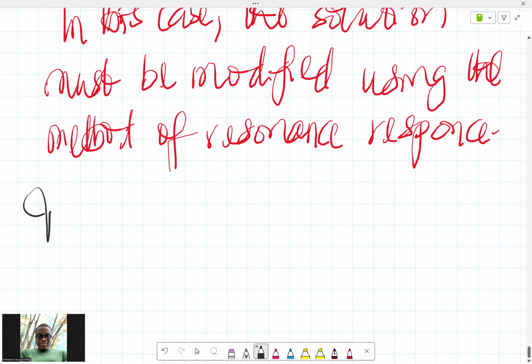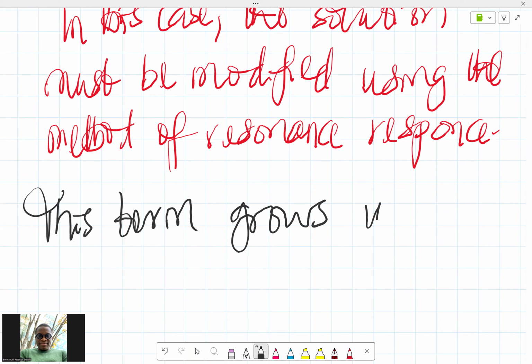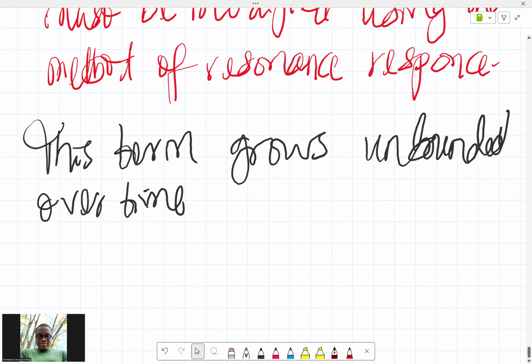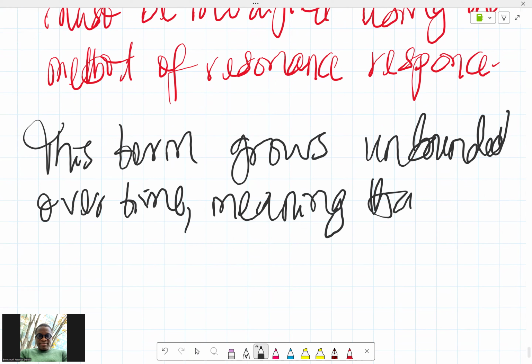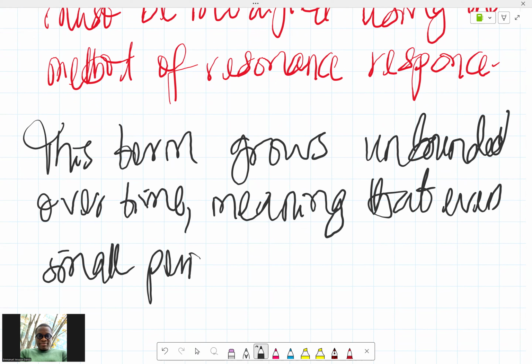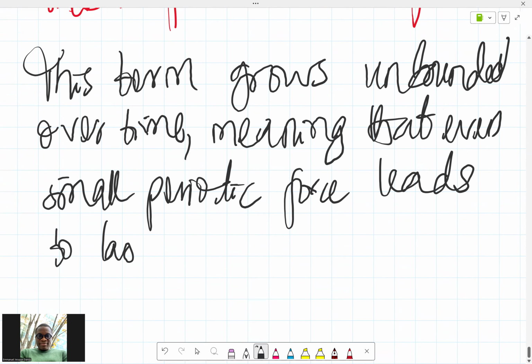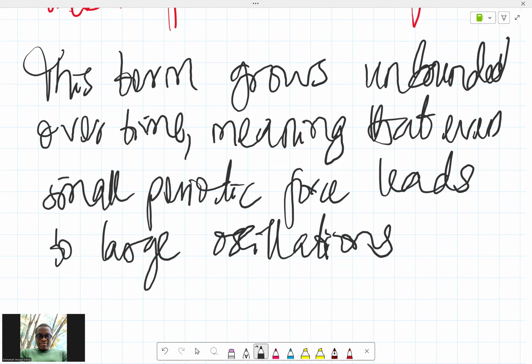And then this term grows unbounded over time when we use the resonance response. So meaning that even small periodic force leads to large oscillations. So just small force can lead to very large oscillations. And that's the essence of this whole thing.